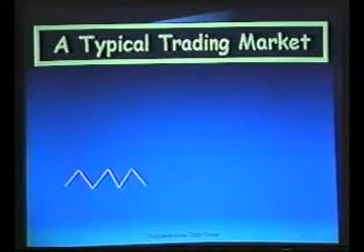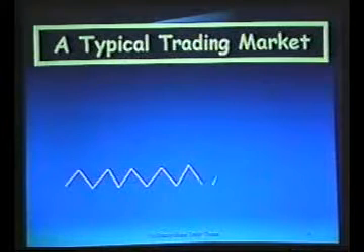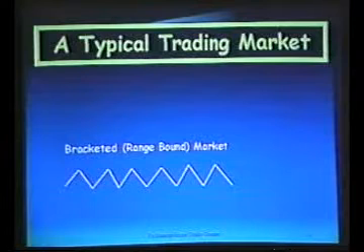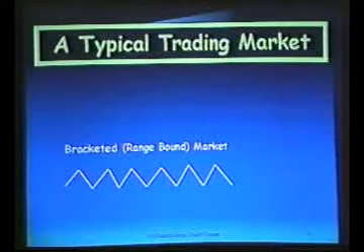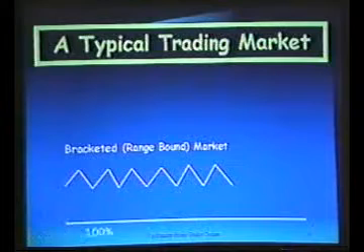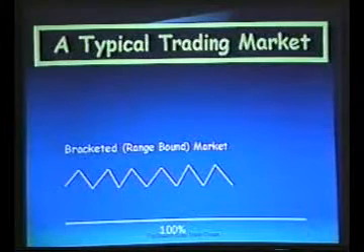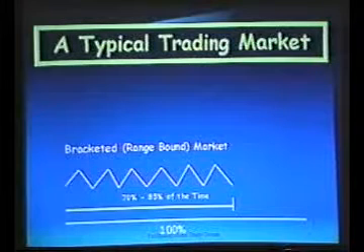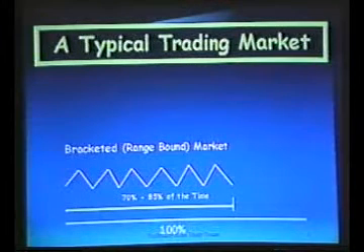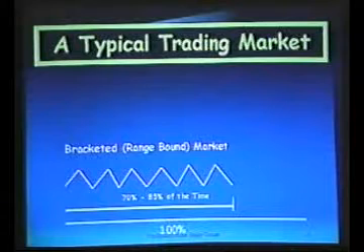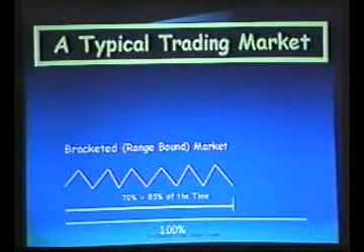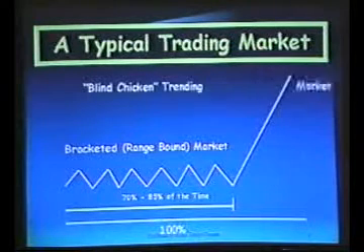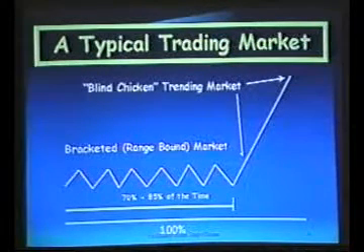Here's a typical trading market. Most of the lifetime of any trading market is back and forth and back and forth. We call this a range-bound or a bracketed market. As a matter of fact, if you take the lifetime of a market as 100%, then 70 to 85% of that market, whether you're talking about bonds, stocks, commodities, or even options, 70 to 85% of the time, that market just goes back and forth in a rather narrow channel. Only about 15 to 30% of the time does the market trend.